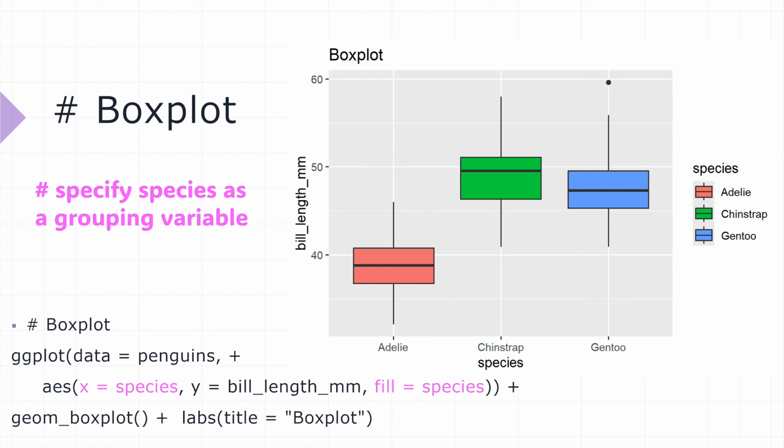A box plot by species. Now a box plot comparing species. ggplot(data = penguins, aes(x = species, y = bill_length_mm, fill = species)) + geom_boxplot() + labs(title = "Box plot"). How does it look? Starting to feel doable.